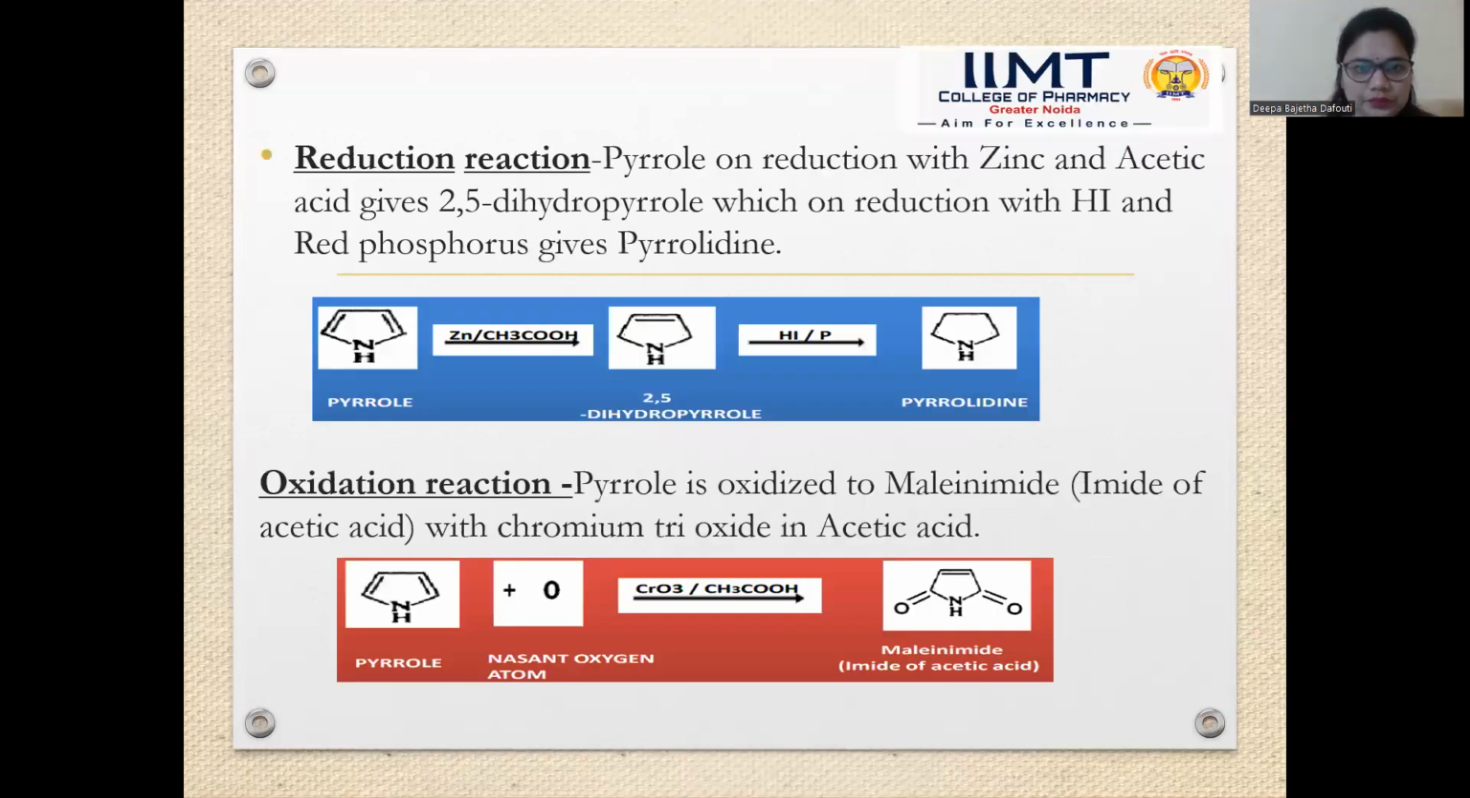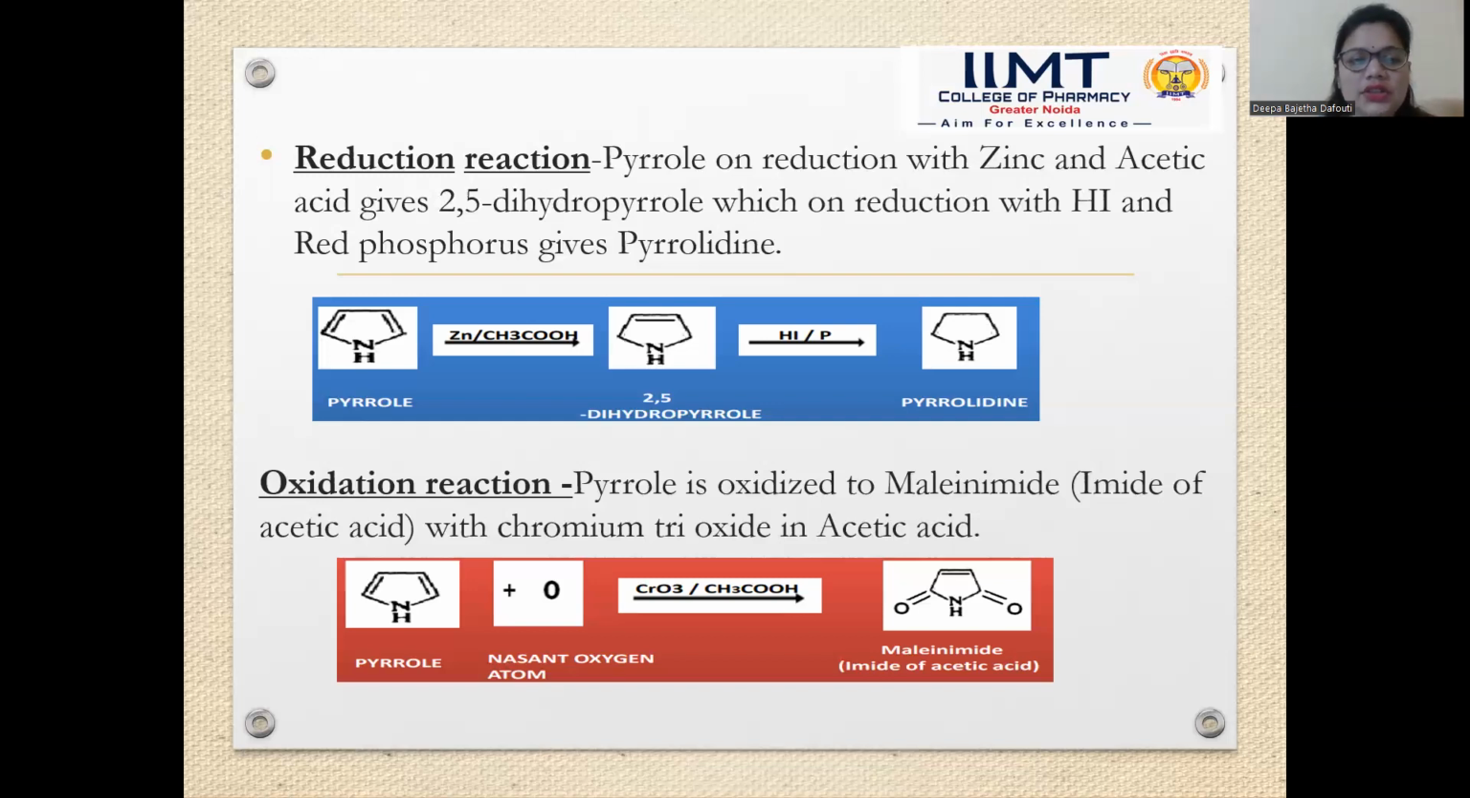First is the reduction reaction. In the reduction reaction, pyrrole on reduction with zinc and acetic acid gives 2,5-dihydropyrrole, which on further reduction with hydrogen iodide and red phosphorus gives pyrrolidine. When we treat pyrrole with zinc and acetic acid, it gives 2,5-dihydropyrrole, which on further treatment with hydrogen iodide and red phosphorus gives pyrrolidine.